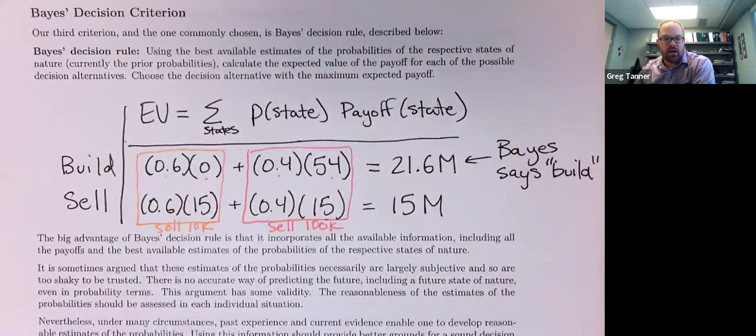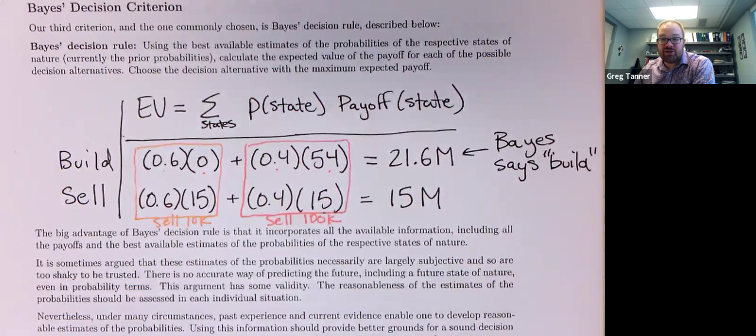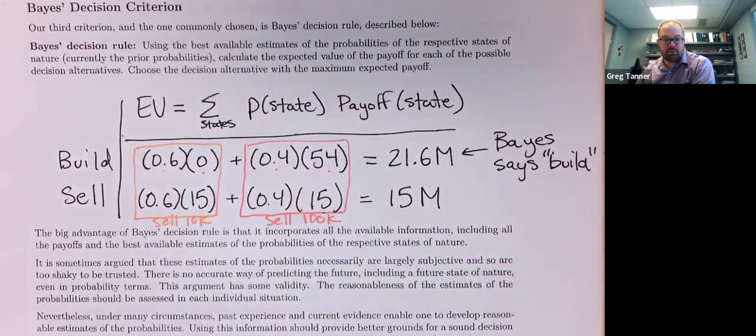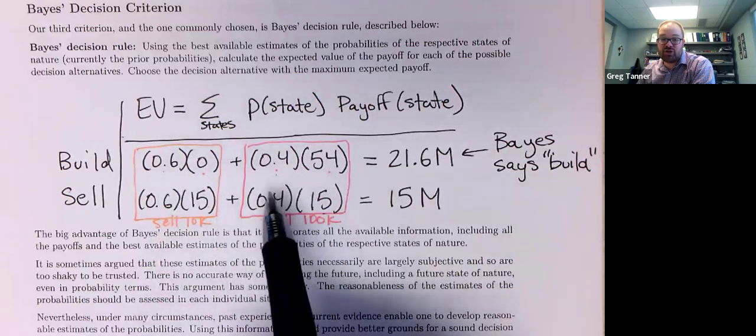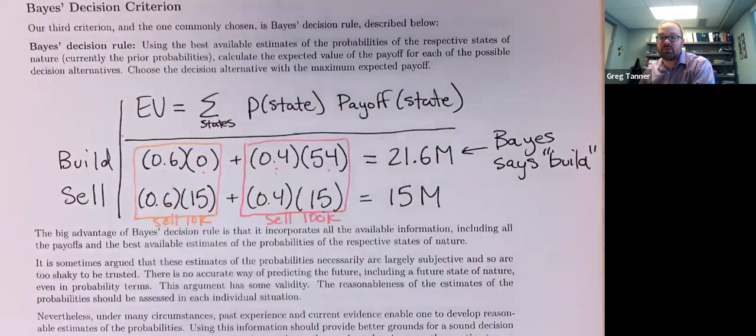Okay, so the big advantage of Bayes' decision criteria is that it incorporates all available information, really all the information that we could hope to have. The critique of Bayes' decision analysis is that maybe these prior probabilities are a bit subjective, and we can think about how the answer changes if these prior probabilities were to change. And so in the next video, we'll look at a little bit of sensitivity analysis on Bayes' decision criteria.